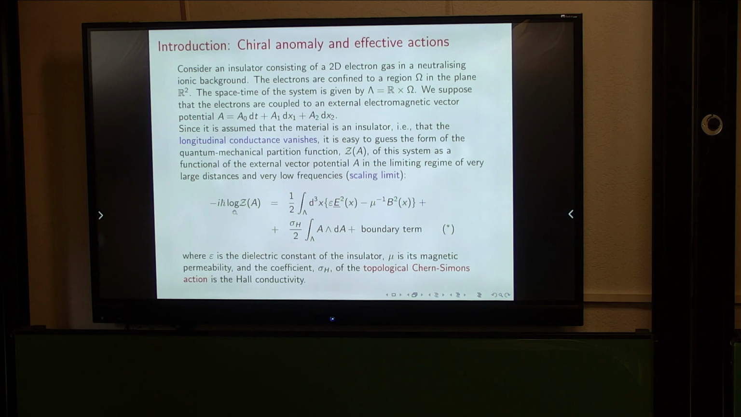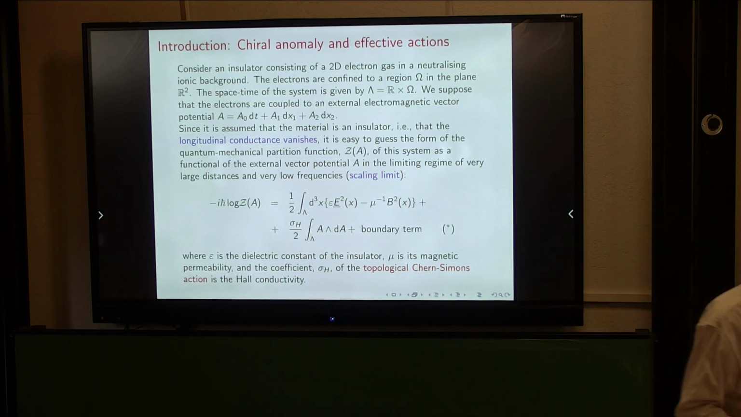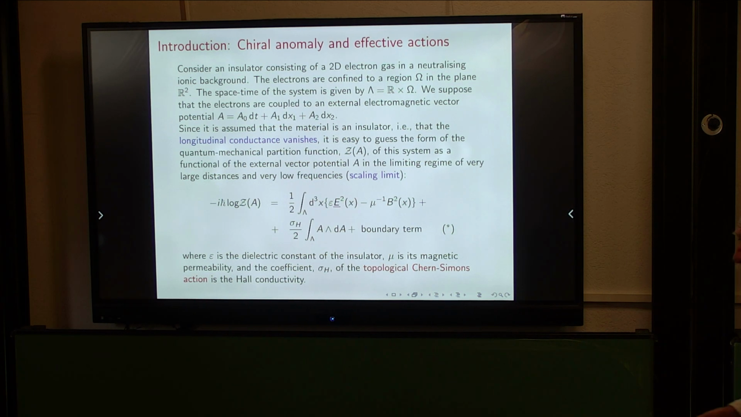Since the gas is in an insulating state, this effective action should probably be a local functional of the vector potential and its derivatives, and you should impose gauge invariance, because in quantum mechanics you never break the gauge invariance. And so you can order the terms arising by their scaling dimension. The most relevant term in 2 dimensions, assuming that parity and time reversal are broken, is the Chern-Simons term. That's this term.